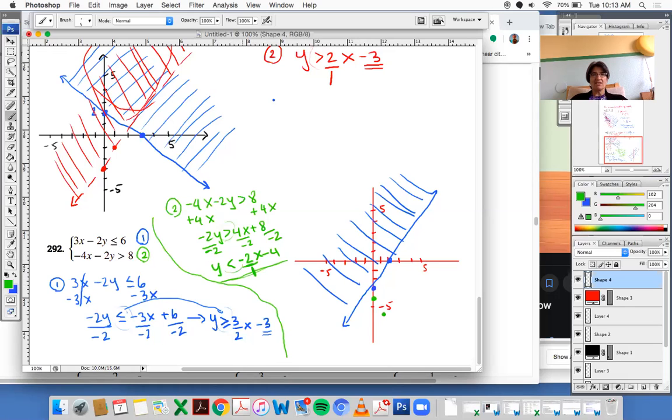Now, if I look at the inequality, there's no equal underneath, so this is going to be a dashed line. Draw backwards. There we go. A dashed line right here. And it says y is less than this line, so I need to shade below the line.